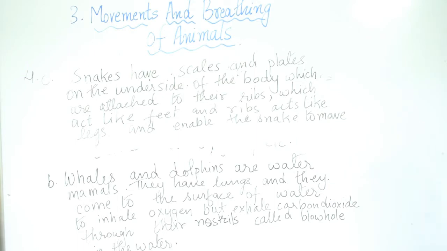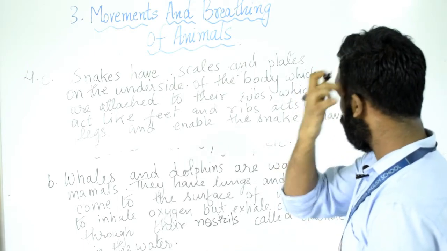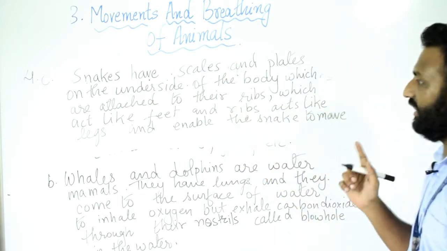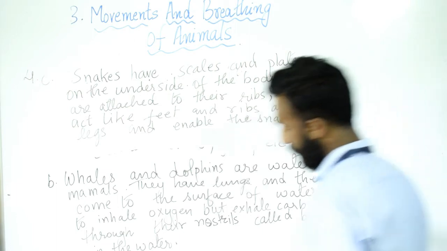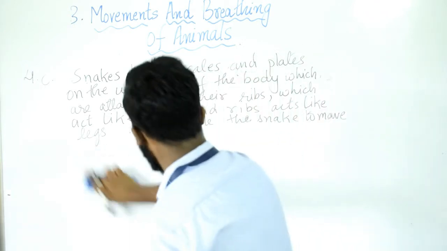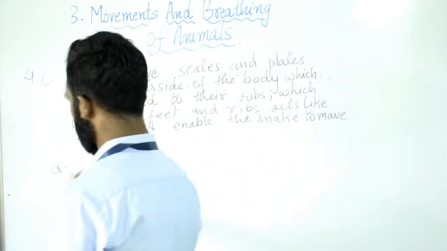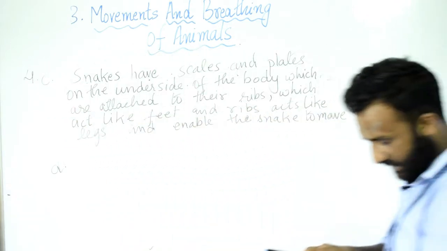So snakes have scales and plates on the underside of their body which are attached to their ribs, which act like feet, and ribs act like legs, enabling the snakes to move. Now I'm erasing this, and now I'm going to do question number D. Question D is saying, how do insects breathe?